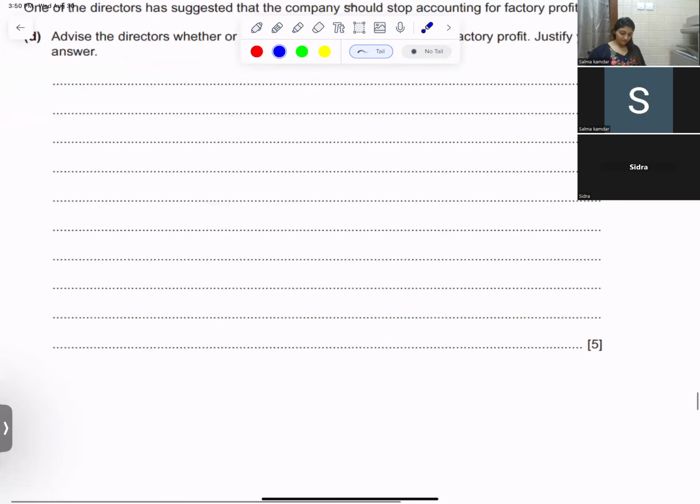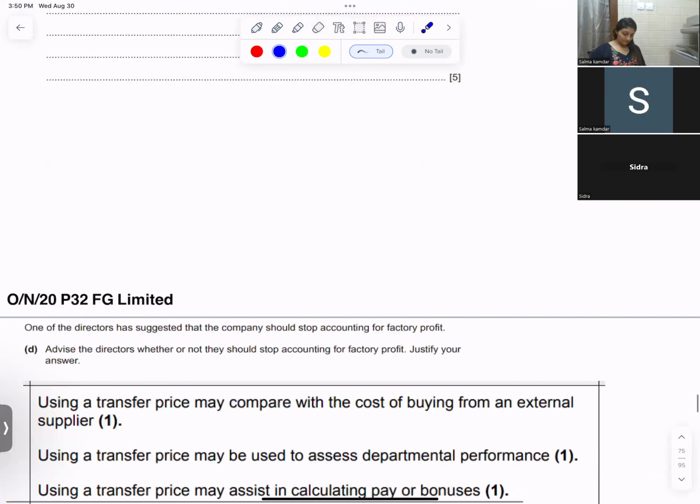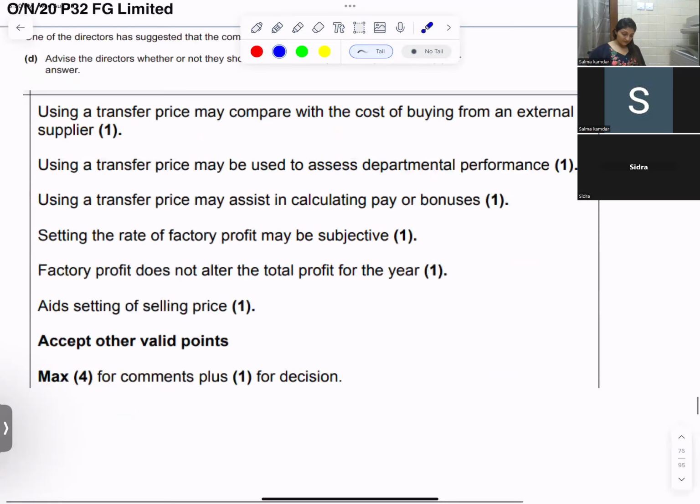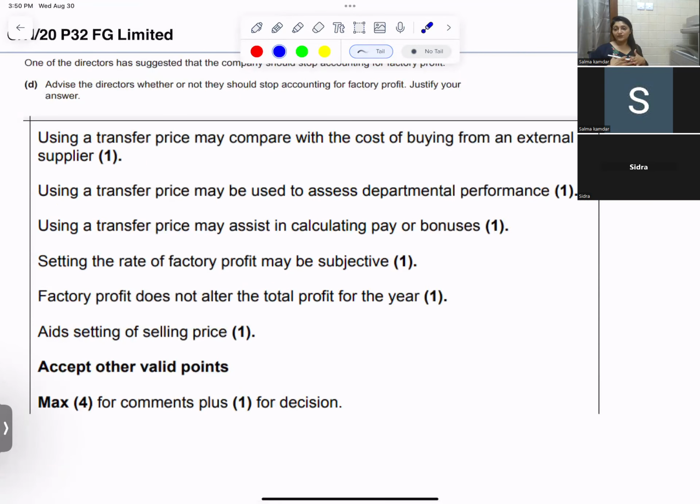They are telling you to account for the factory profit, then add it to your total gross profit, then remove the unrealized profit. It is a very time consuming process. So don't do this and stop accounting for factory profit. You have to advise your director whether it is good to stop accounting for factory profit or not. Tell me.